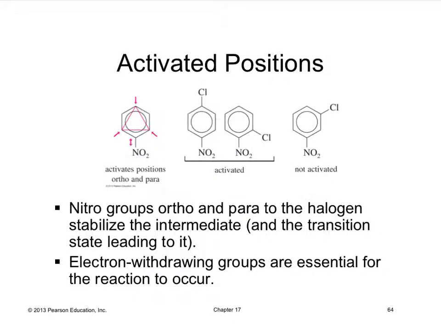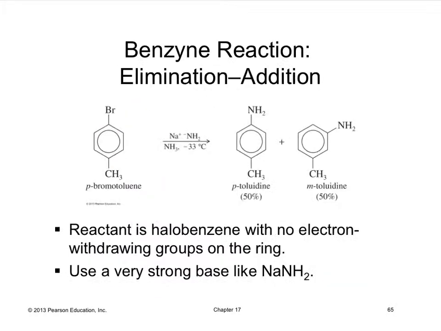So in terms of the activated positions, in the case of nitro, you have ortho and para. These are the activated positions, right? But the meta is not activated. So nitro groups ortho and para to the halogen stabilize the intermediate and the transition state leading to it. Electron withdrawing groups are essential for the reaction to occur.